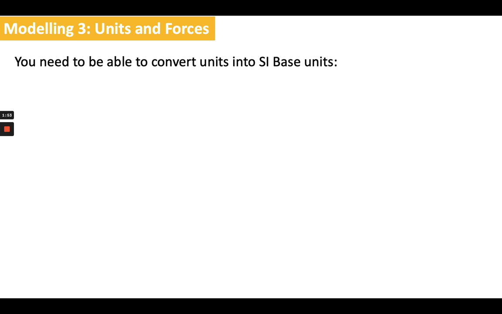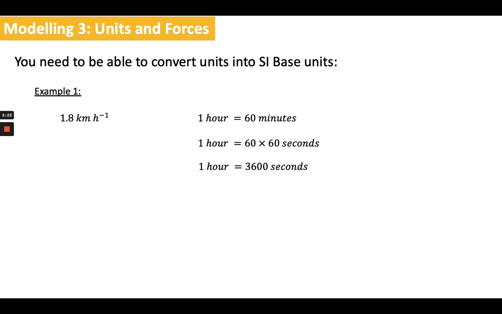I'm also going to need to be able to convert units into SI base units if they're not already given to me in that form. So, for example, if I have 1.8 kilometers per hour. Clearly this isn't in SI base units, I need it in meters per second. And so I want to think about changing one of these 2 at a time. That's my methodology here. So I'm going to start by changing the hours, the time, first. Let's deal with the hours. 1 hour is 60 minutes, so I can then find it in seconds. So 1 hour is 3,600 seconds.